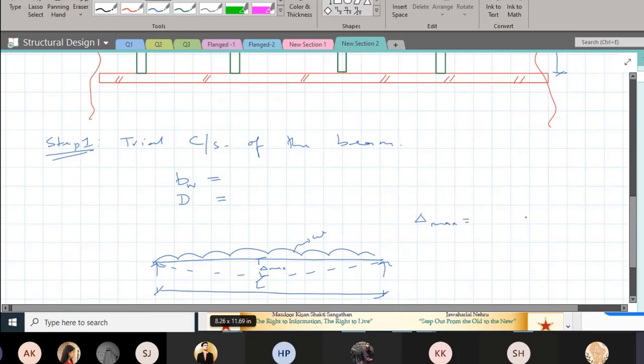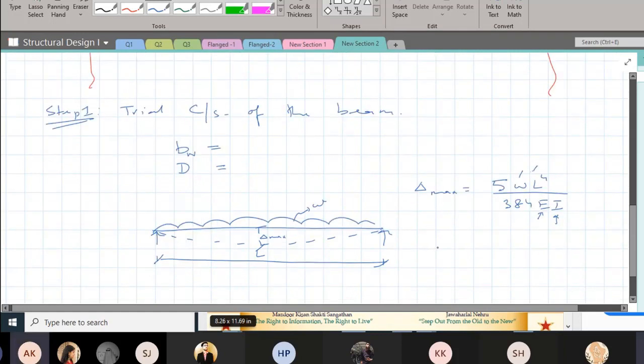What is delta max for this case? It is going to be 5WL to the power of 4 by 384E. What should I do such that my maximum deflection is going to be less? Here you see W is given, L is given, E is given. I, the cross section, has to be such that it gives you little deflection. So what should you do?